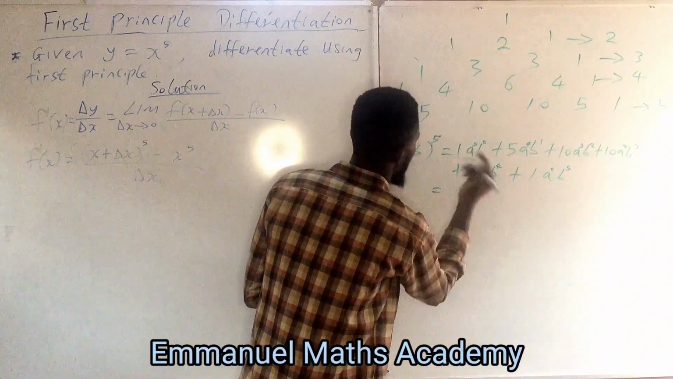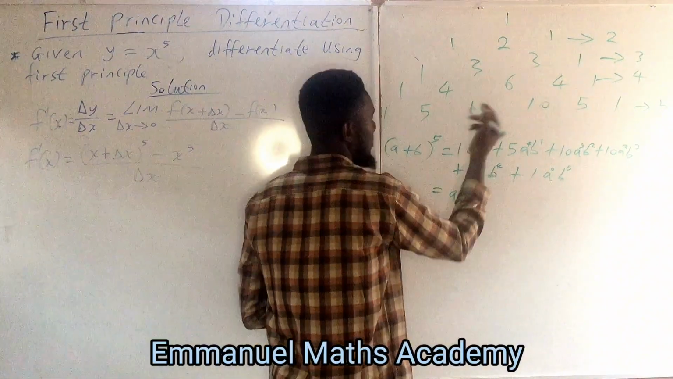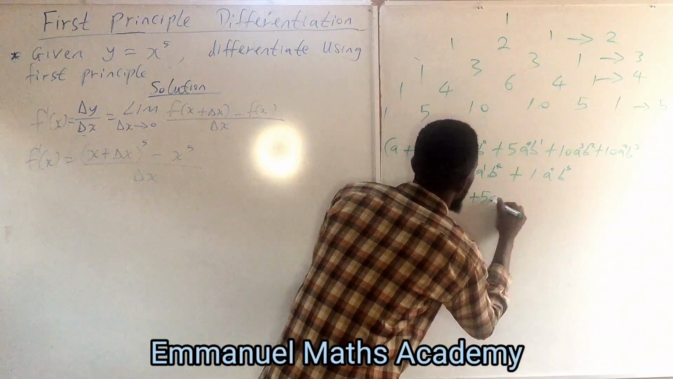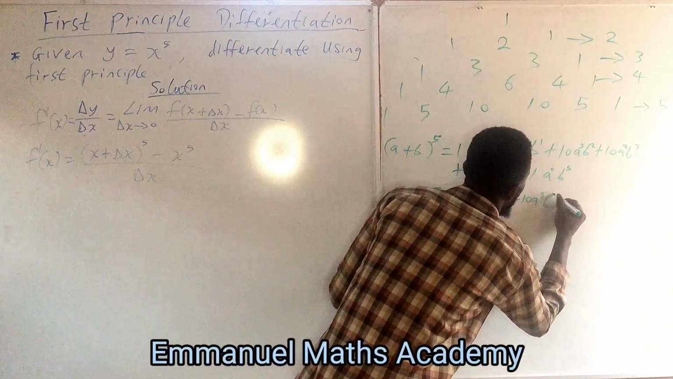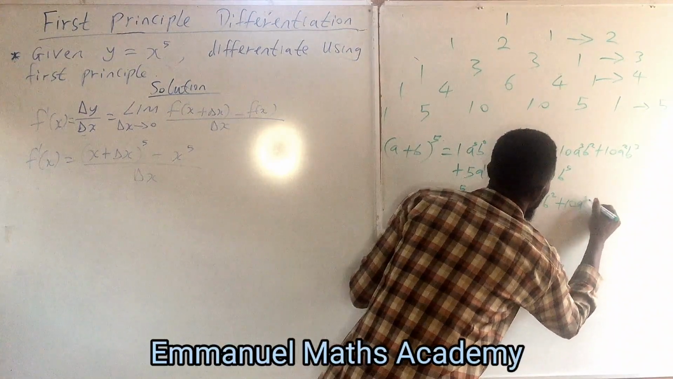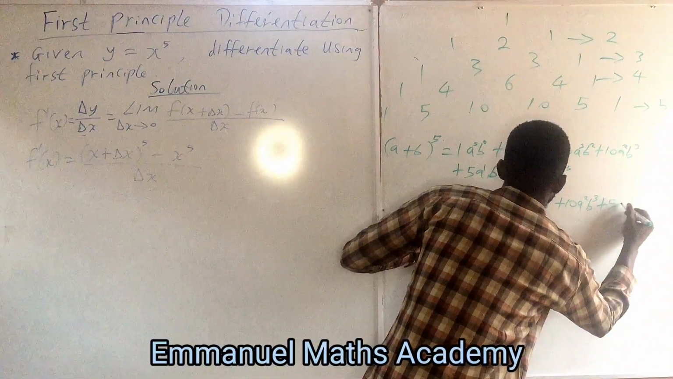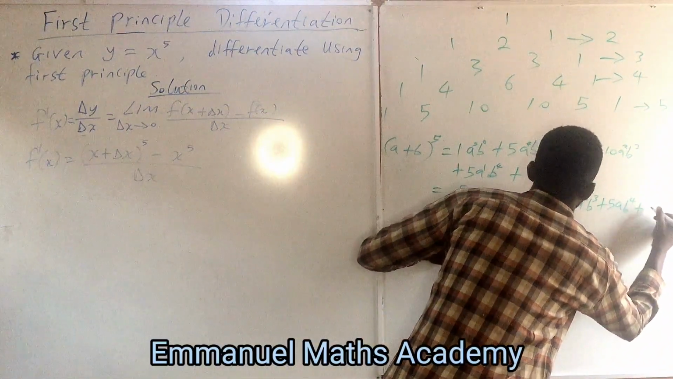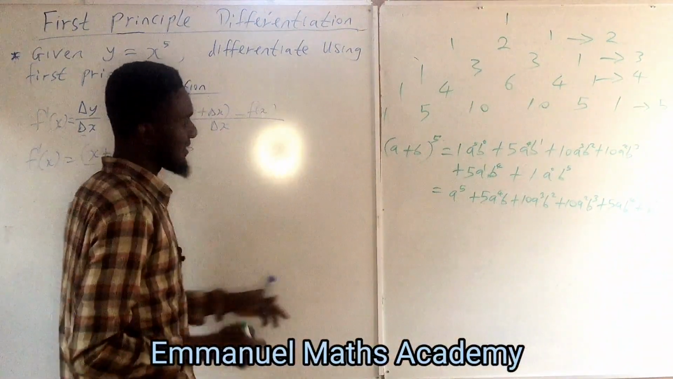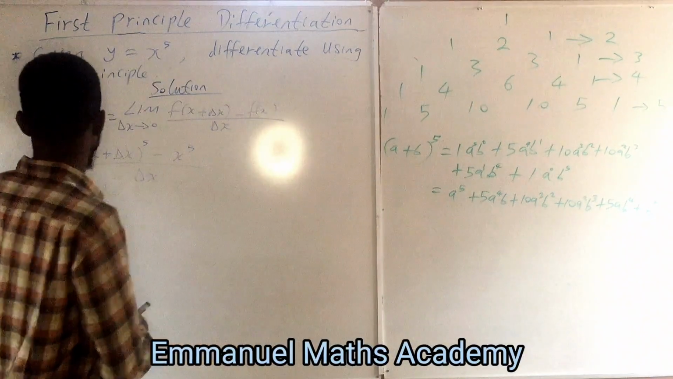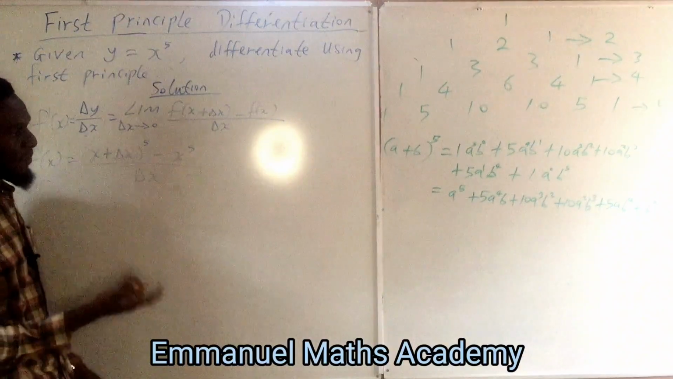This is equal to what? a raised to power 5 plus, because b raised to power 0 will give you 1, 5a power 4 b plus 10a power 3 b power 2 plus 10a power 2 b power 3, plus 5a b power 4 plus b power 5. So now use this pattern, applying this in the sense that your a here is x and your b is dx.